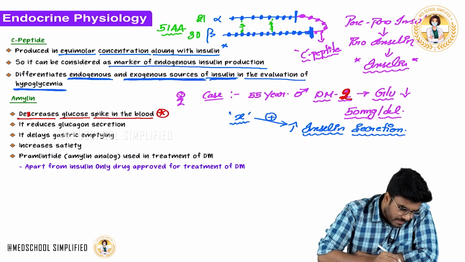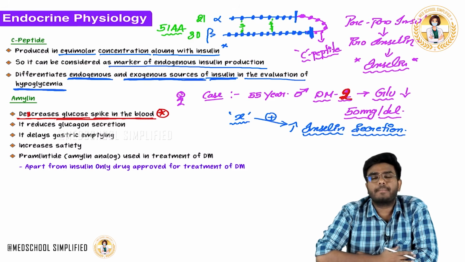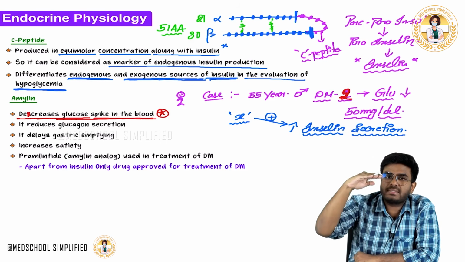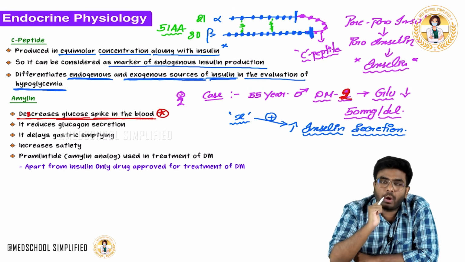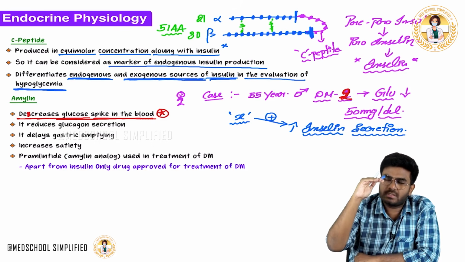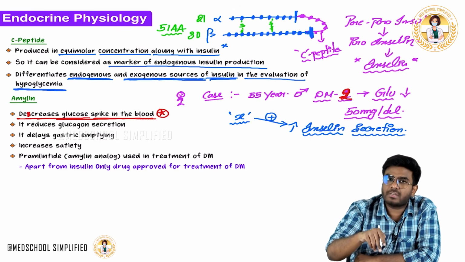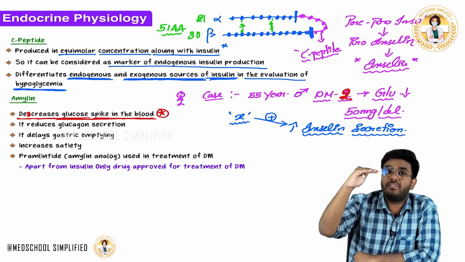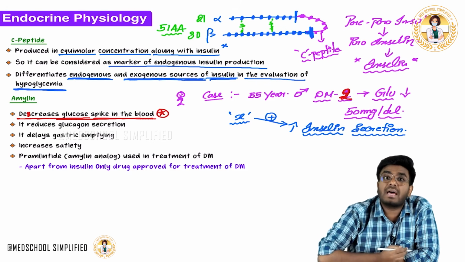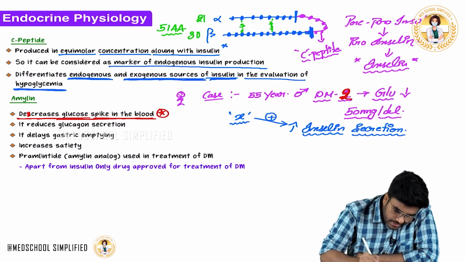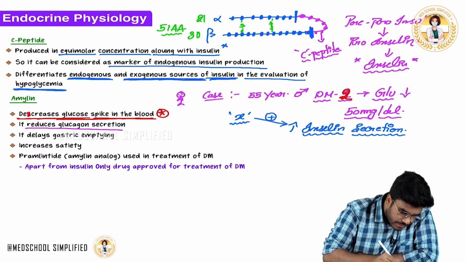So amylin decreases the glucose spike in the blood. So it's not letting the blood glucose levels rise drastically. How? Insulin also doesn't allow the blood glucose levels to rise; insulin decreases the blood glucose levels. Even amylin is not letting the glucose spike. It maintains the blood glucose levels. How? Amylin reduces glucagon secretion. Yes, this is the way.